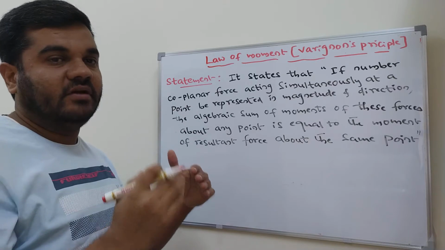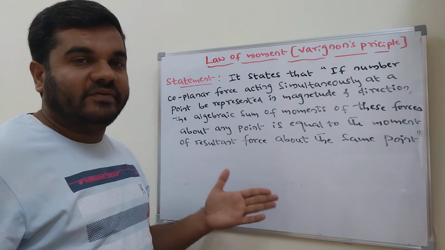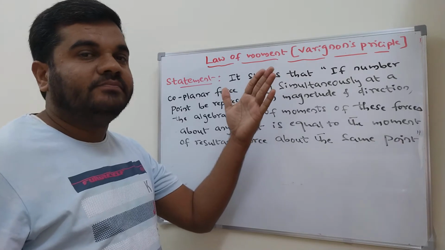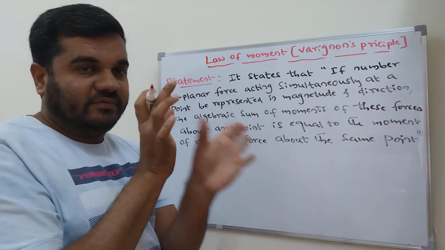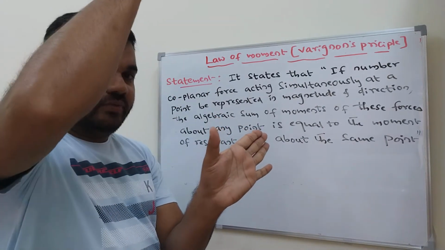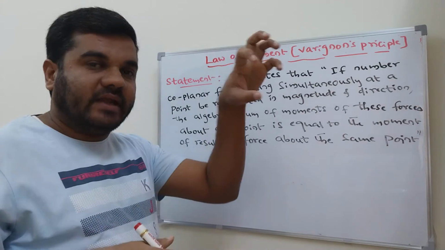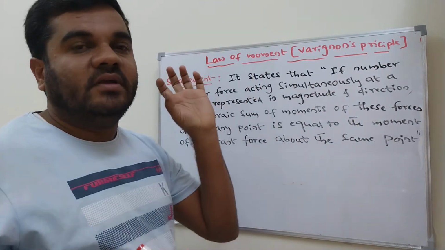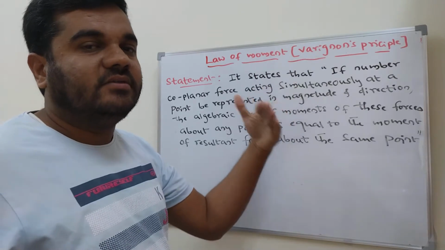That is one definition. One more definition is that the moment of a force about any point is nothing but two times the area of the triangle formed by joining the baseline of the force to the point. If you make a triangle, two times that triangle is the moment of the force about that point. So there are two formulas you can use here.